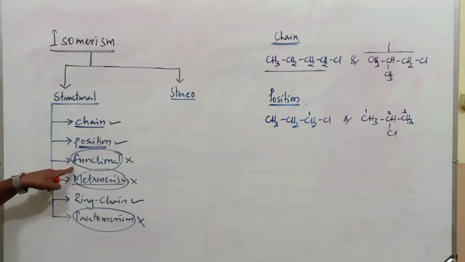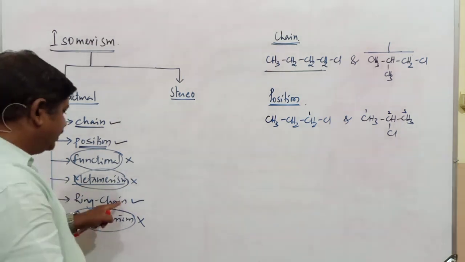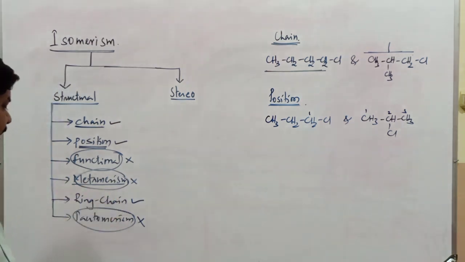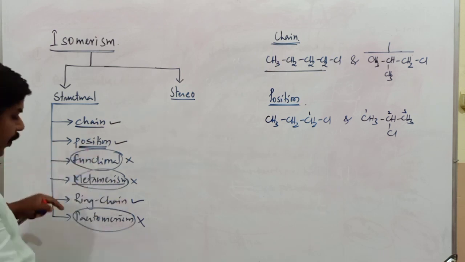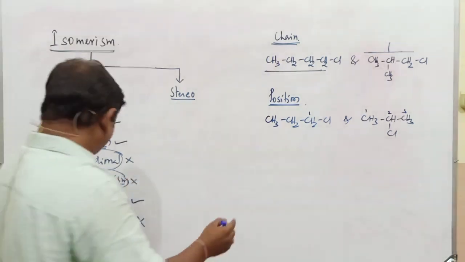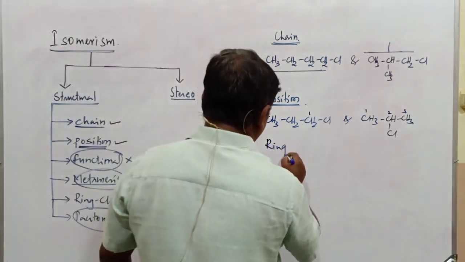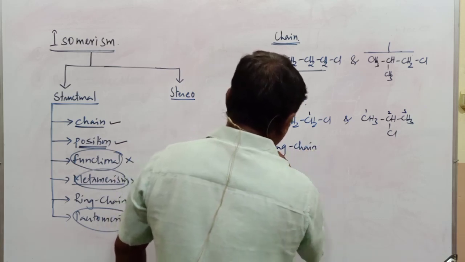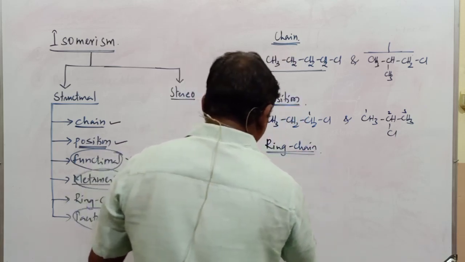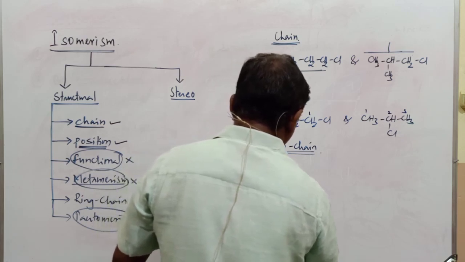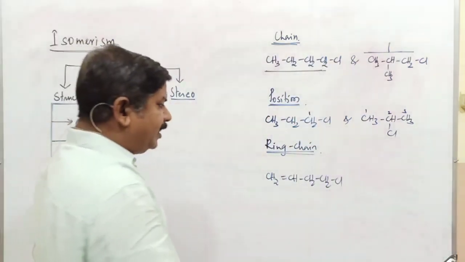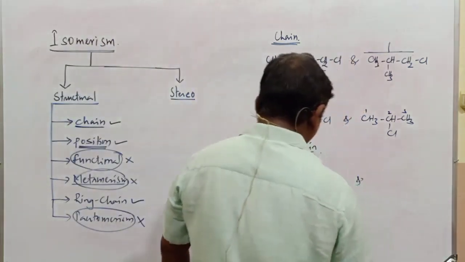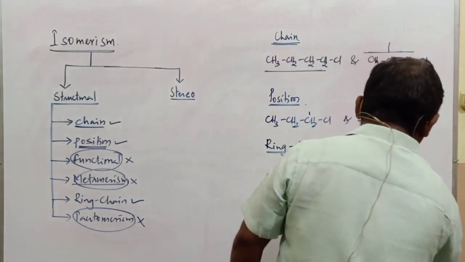As I mentioned, functional isomerism is not possible. In case of these compounds, metamerism is also not possible. Ring chain isomerism is possible. Especially common compounds which exhibit ring chain isomerism are alkenes and cycloalkanes. Here also we can consider ring chain isomerism with respect to haloalkenes. Suppose I go with one example, CH2, CH, CH2, CH2, Cl. This is one compound containing a double bond with a halogen atom. The ring chain isomer of this particular compound is going to be a ring with Cl.